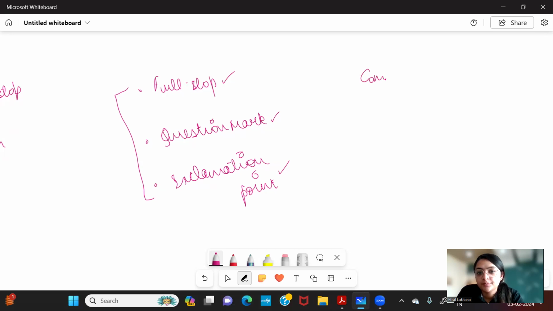So our comma, colon, semicolon, hyphen, all of these are used in between the sentences, and these three are the punctuation marks that are used towards the end of any given sentence.